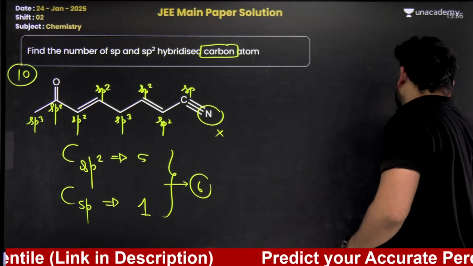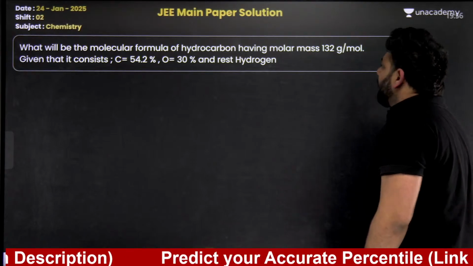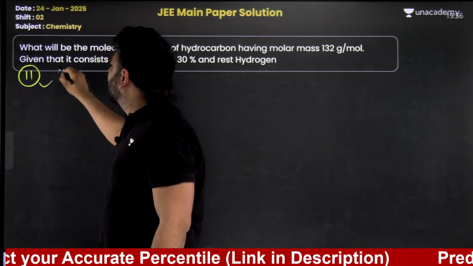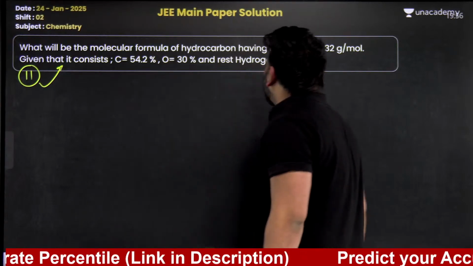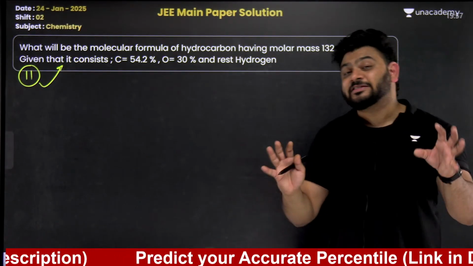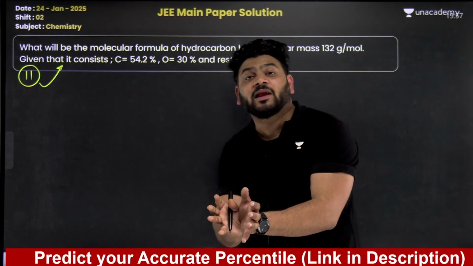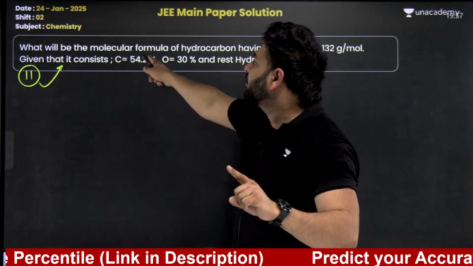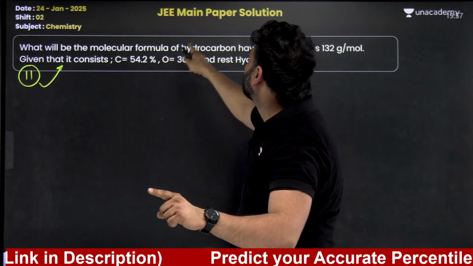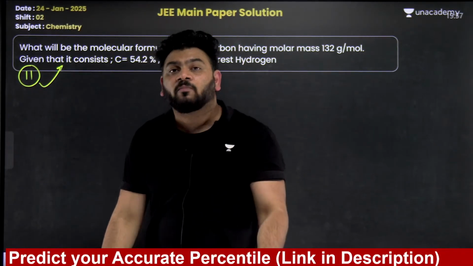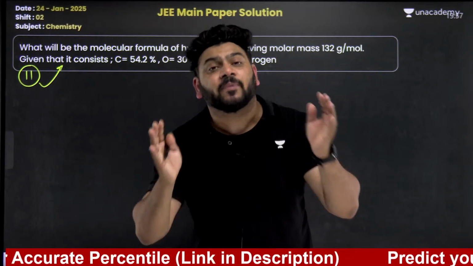Great, that was the 10th question. Now we have the 11th question, everyone. Come here. I was earlier talking about how the concept of empirical formula and molecular formula was already asked, and now the same question has appeared over here. What will be the molecular formula of the hydrocarbon having this and that? This is how JEE is preparing the paper these days.